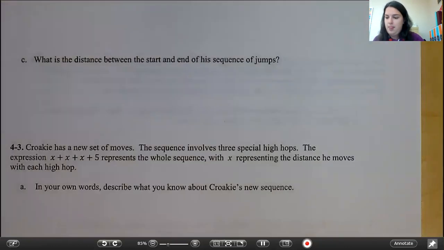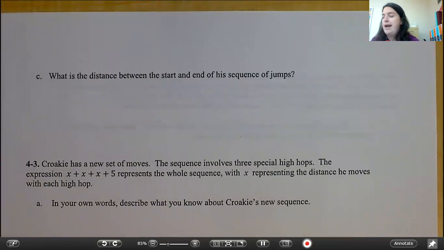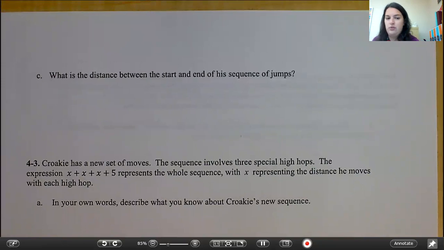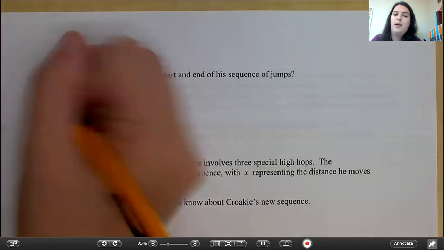Part C says, what is the distance between the start and end of his sequence of jumps? So you're going to do sequence 1 and sequence 2 and figure out how far he traveled. So go ahead and pause the video and answer that question. Okay, if you're back with me, you've answered part C. That's going to be something we save and talk about in class.